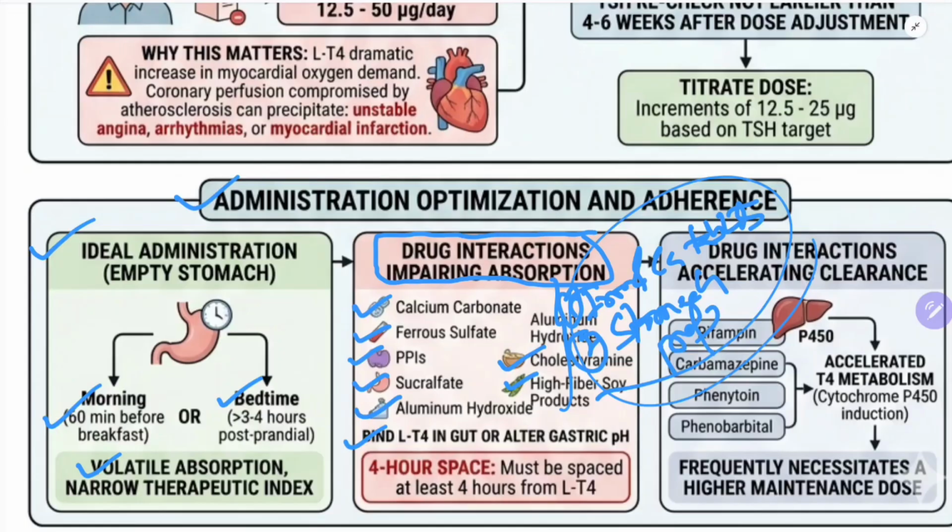So what to do if the patient requires these also? You should tell the patient that a minimum 4-hour gap should be there after taking the thyroxine. So after 4 hours he can take these supplements.